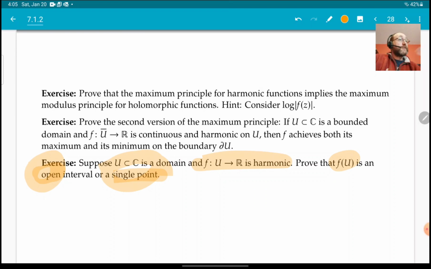All right. So that's it for today. Next time we'll start looking at the Dirichlet problem. If we have a continuous function on the boundary of a domain, we'll want a harmonic function inside with those boundary values. That's the Dirichlet problem. So that's what we're going to look at next time. All right. So see you then.